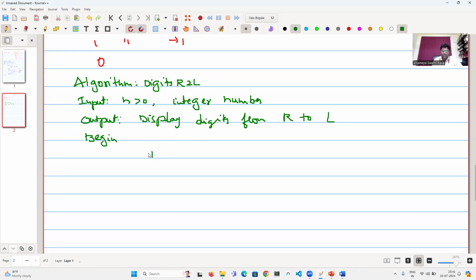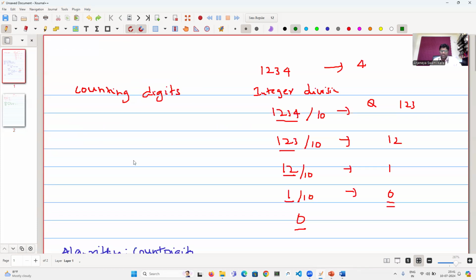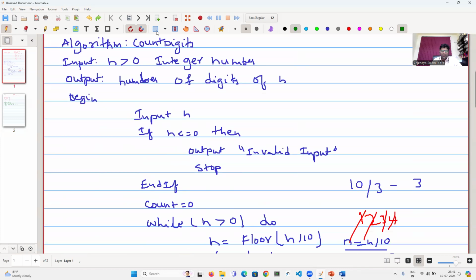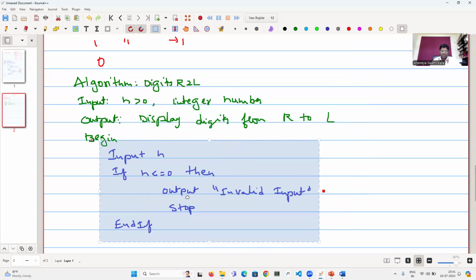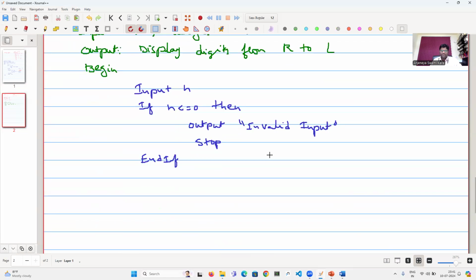Very similar to the previous case, we need to input n. I think I will copy and paste the previous part from here. So this is part of the algorithm. So this input validation is done.